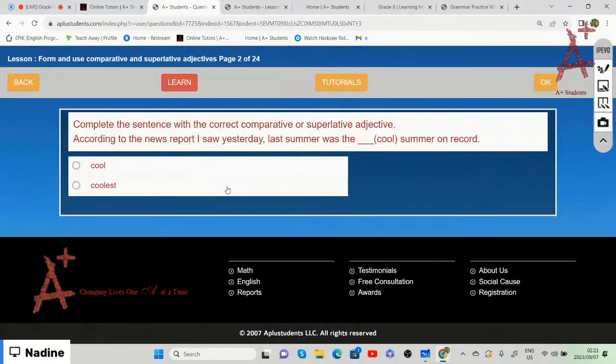According to the news report I saw yesterday, last summer was the cool summer on record. Is it the cool or the coolest summer on record? So if we are saying it is coolest, then that is superlative. So according to the news report I saw yesterday, last summer was the coolest summer on record.